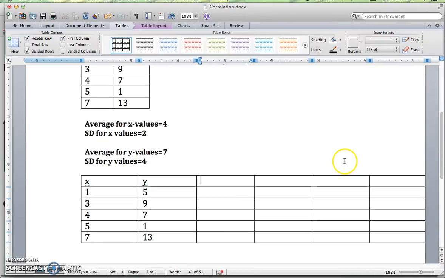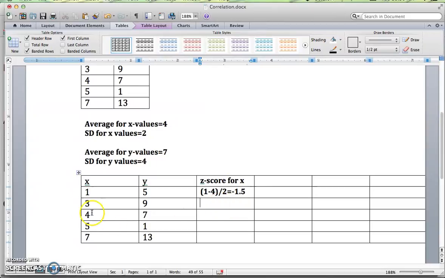Okay, so the way we do this is that we have all the x values, all the y values, and in this column we want the z-score for the x values. And how do you find that? Well, one way of doing this is to take the x value, 1, minus the average 4, then divided by the SD. So in this case, we want 1 minus 4 divided by 2. And that is negative 3 over 2, which is negative 1.5.